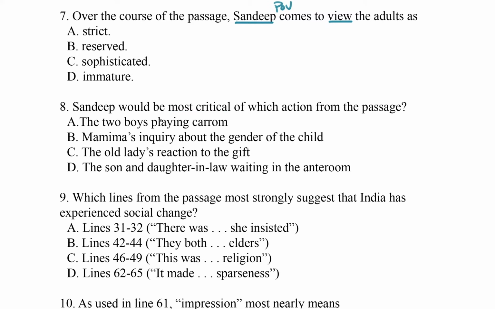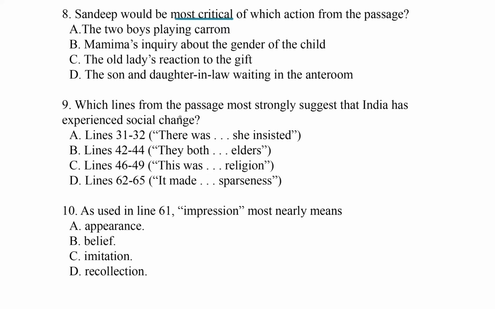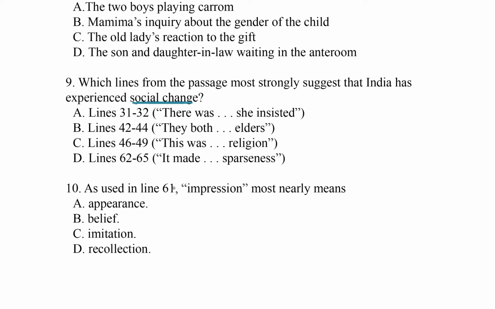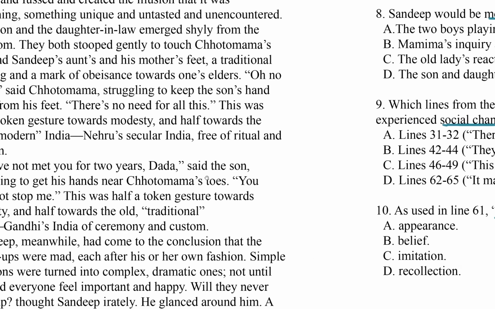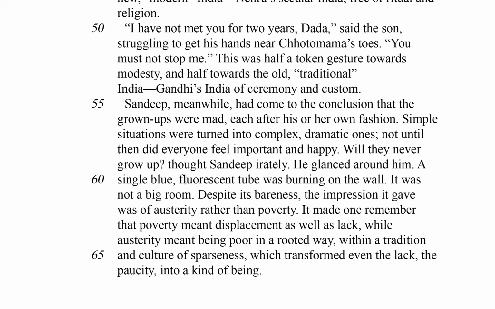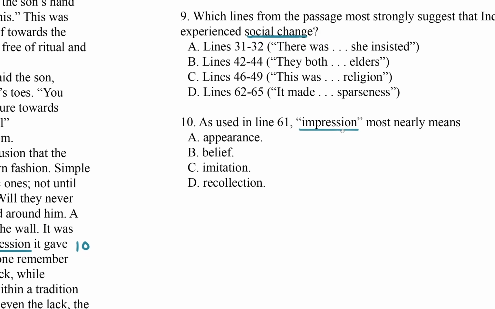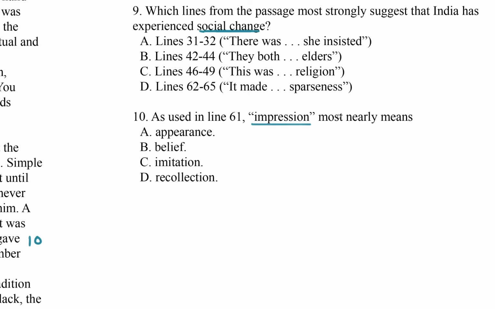Similarly, in question 8, Sandeep would be most critical of which action in the passage. Okay, so we're going to be looking again for things that Sandeep has opinions about, maybe critical opinions about. Question 9, which lines from the passage most strongly suggest that India has experienced social change? Okay, so we're looking for proof of social change in India and lines that indicate. And finally, a vocab question, as used in line 61, impression most nearly means something. So let's hop over to line 61 and underline it. There's line 60, there's line 61, and there's the word impression. Let me just mark this with question 10, and then that's it.